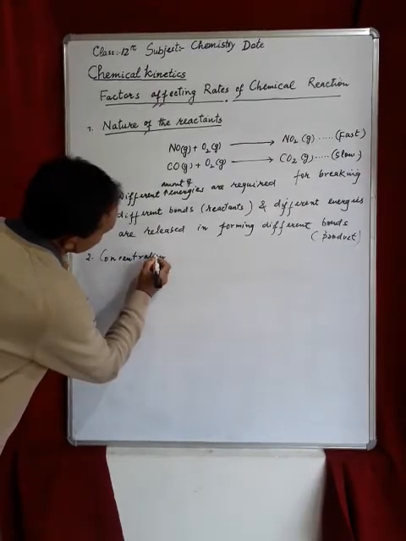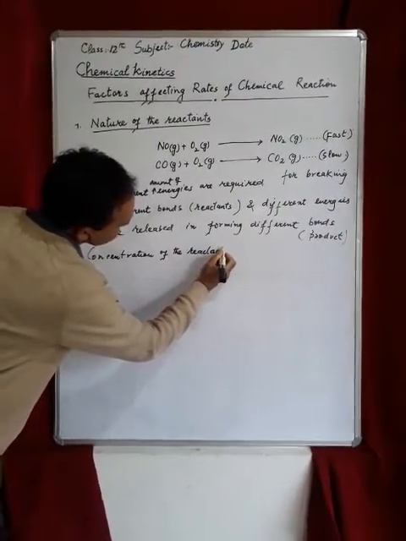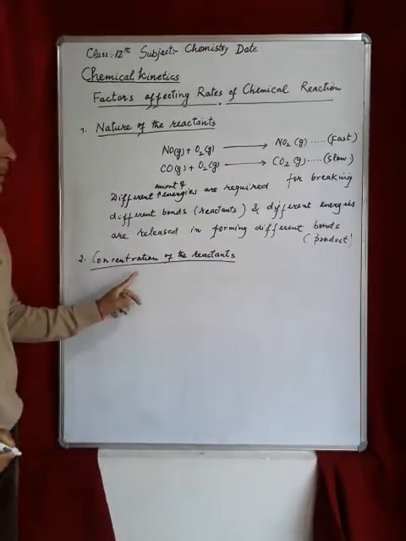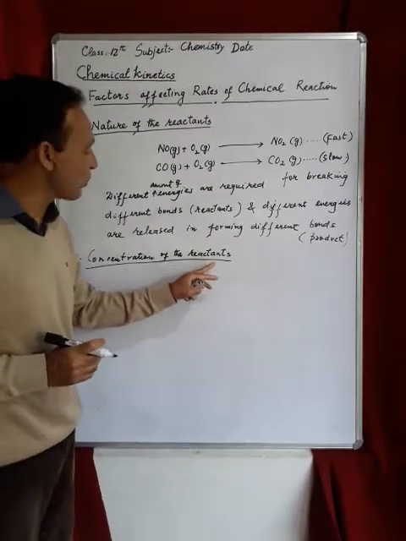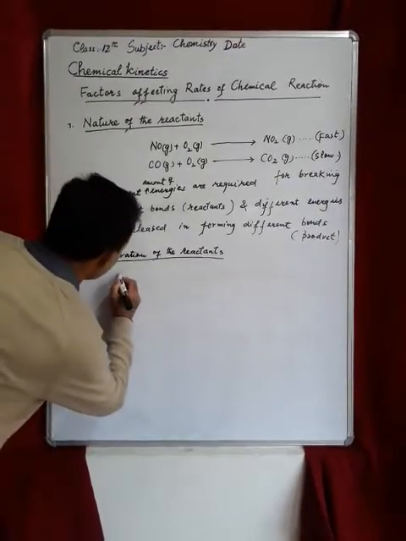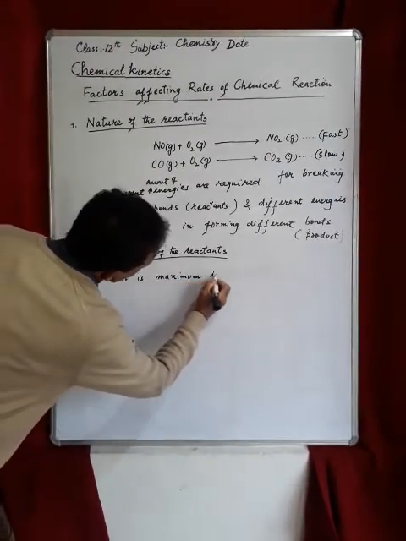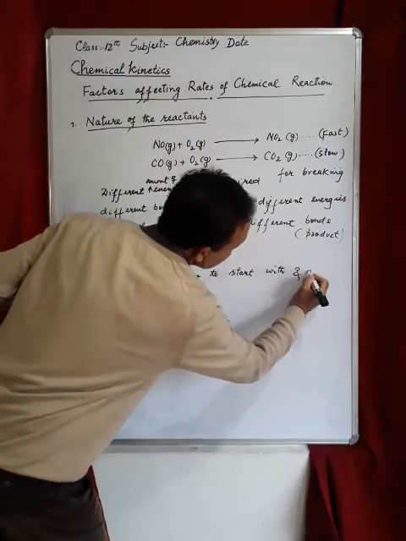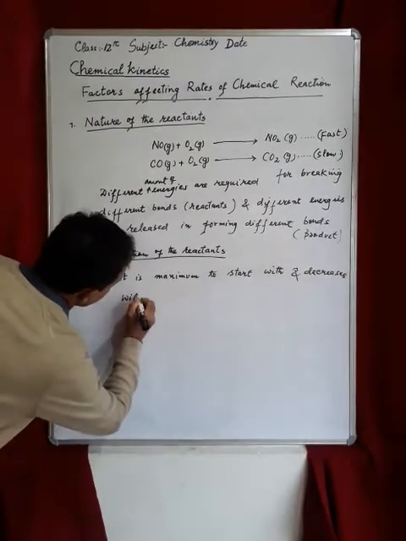This was first, and number two is the concentration of the reactants. The rate of the reaction depends upon the concentration of the reactants, and it is maximum to start with and decreases with decrease in the concentration.